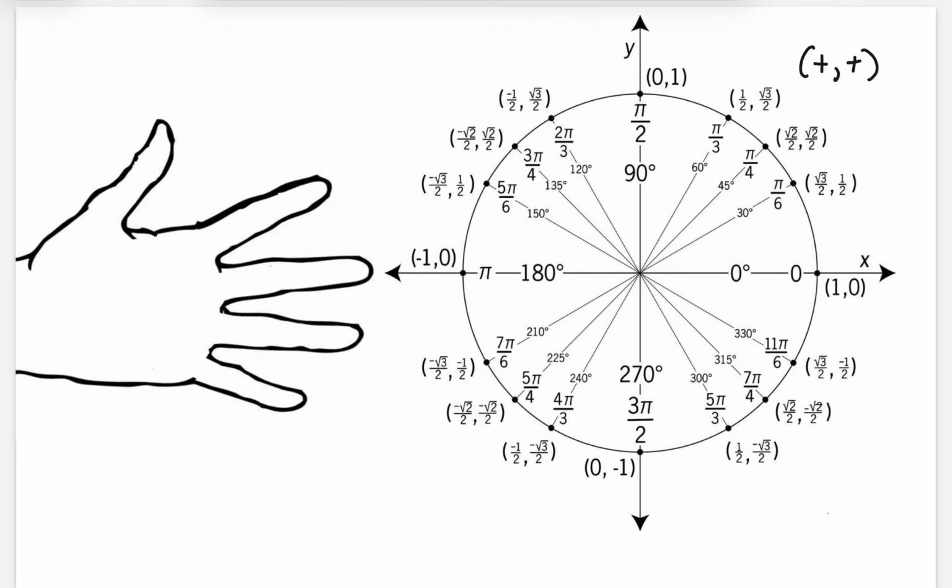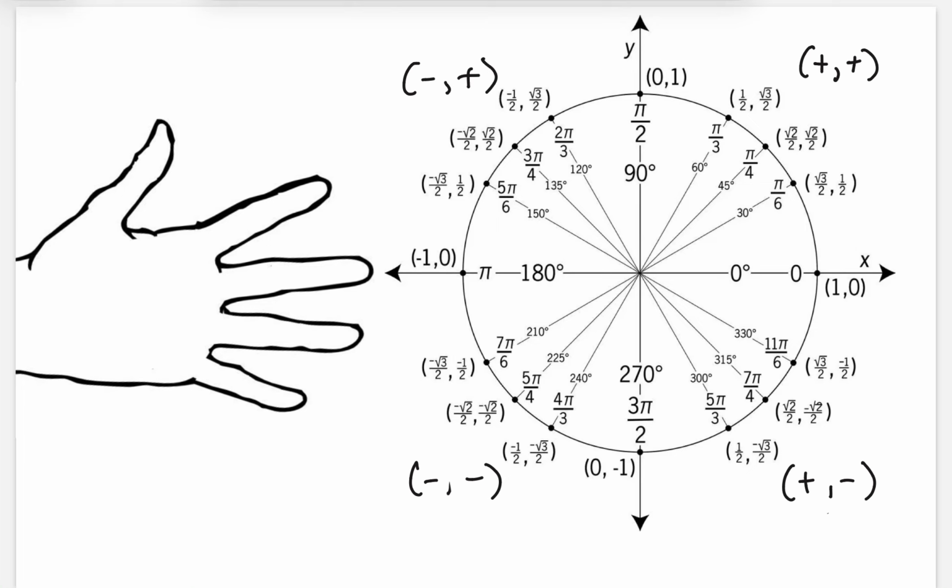So knowing that both are positive, negative, positive, negative, negative, negative, and positive, negative. But the values are going to be the same. And so that's where this hand trick can come in.